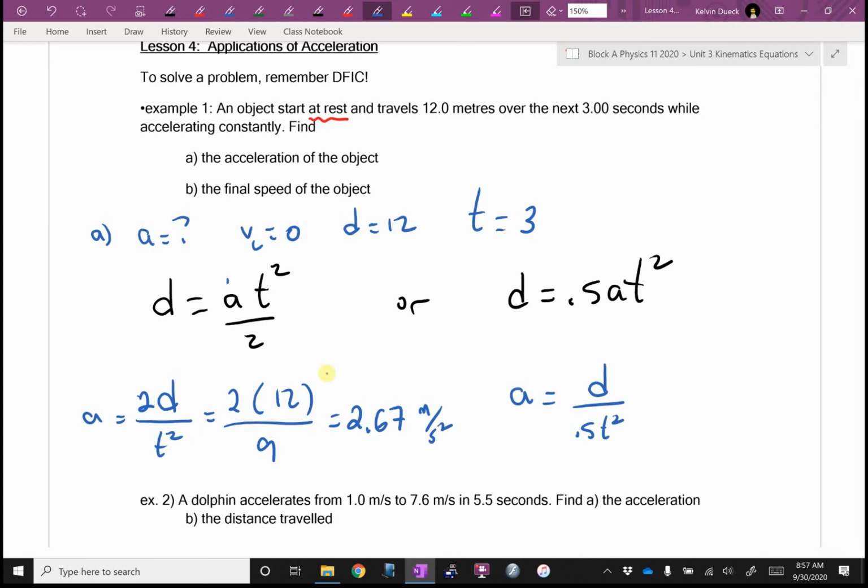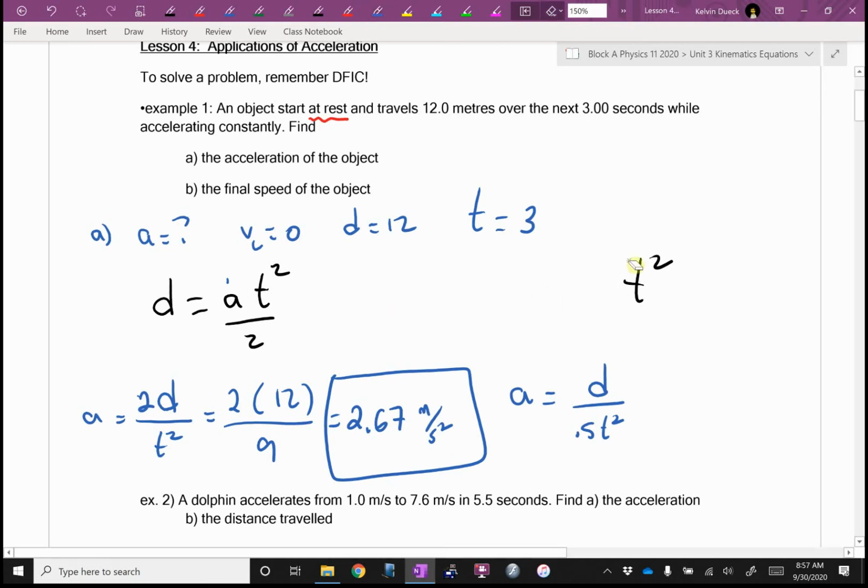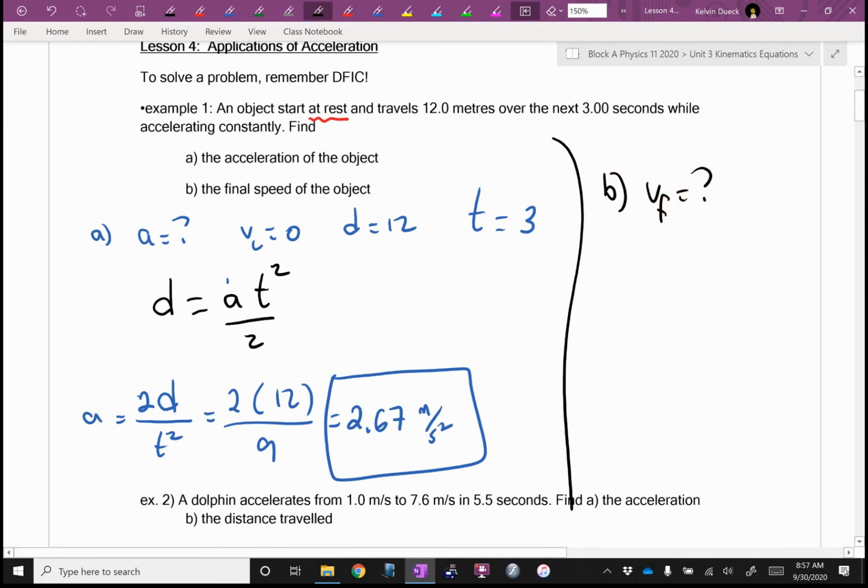Okay? If you want to, you can put a box around your answer. I'll often do that if I've done a lot of work, or if I know I'm going to use this answer to find another answer if I have to. Okay? I haven't done a very good job of organizing my space because B wants me to find the final speed. I haven't left myself much room. So I'm going to erase the or. You all saw it. And I'm just going to go like this. B. VF equals question mark.